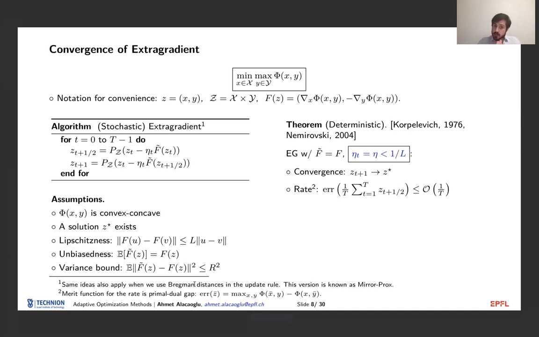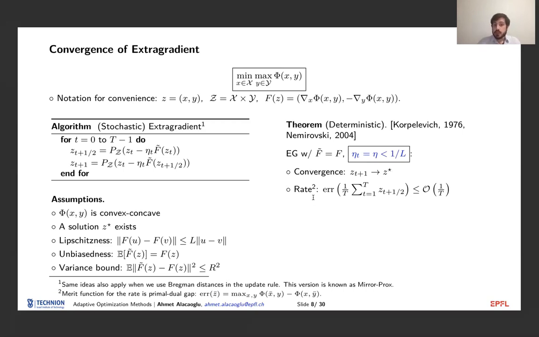So the first result states that when we have perfect operators, so there's no noise, no stochasticity, we just use the full gradients as f is equal to f tilde. In this case, we use a constant step size, which will be smaller than 1 over L, where L was the Lipschitz constant of the gradients. And the first result is that we have convergence. So there exists a solution, Z star, such that our sequence converges to it.